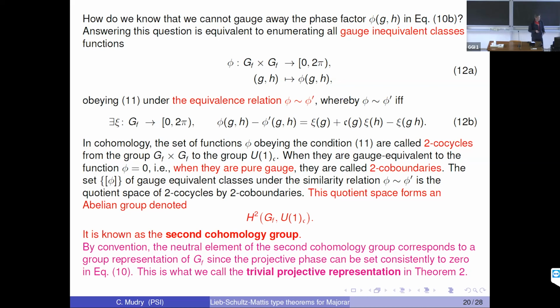So by convention, the neutral element of the second cohomology group corresponds to a group representation of GF, because the phase can be gauged to 0 everywhere. And that's what I call a trivial projective representation. So a trivial projective representation is when my quantum mechanical representation of the GF symmetry group is faithful, one-to-one. It's a homomorphism all over that. We are safe.